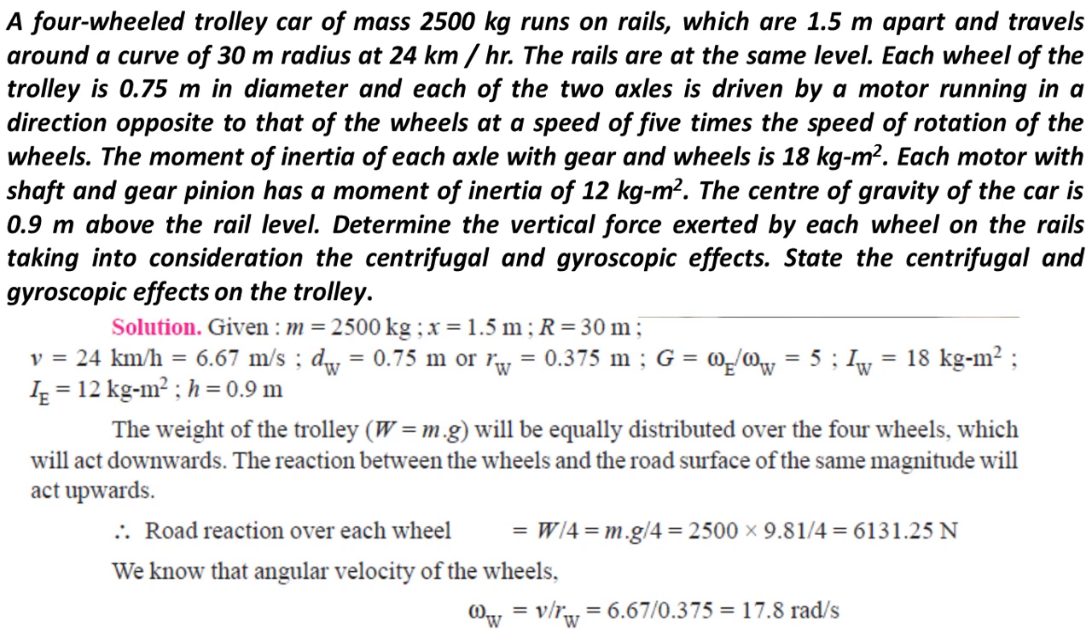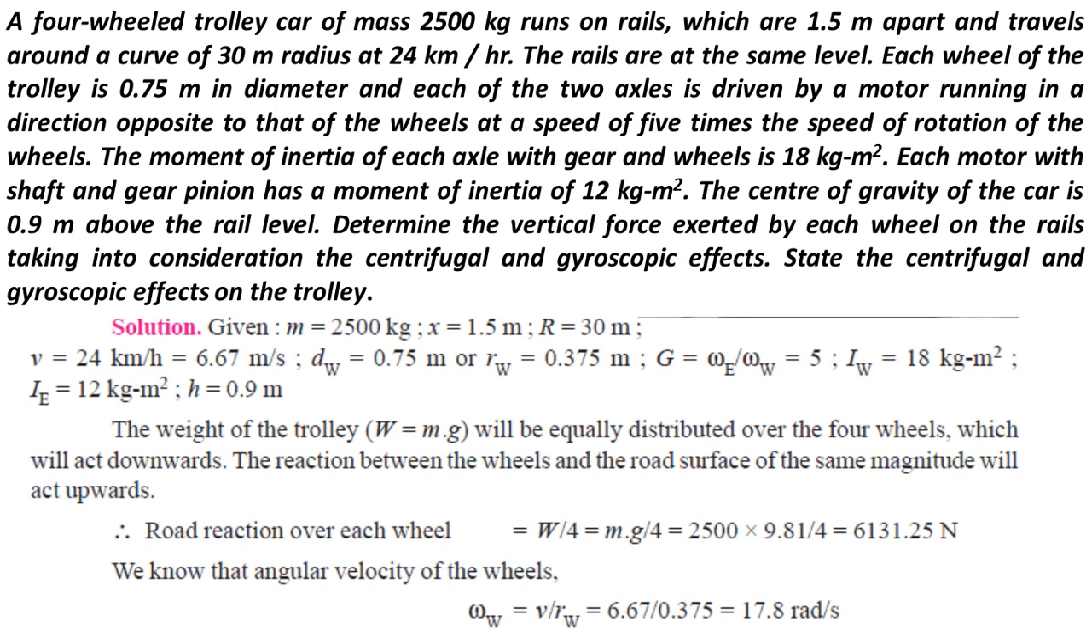The center of gravity of the car is 0.9 meter above the rail level, and you have to determine the vertical force exerted by each wheel on the rails, taking into consideration the centrifugal and the gyroscopic effects, and you have to state the centrifugal and the gyroscopic effects on the trolley. So this is the question with the given data.